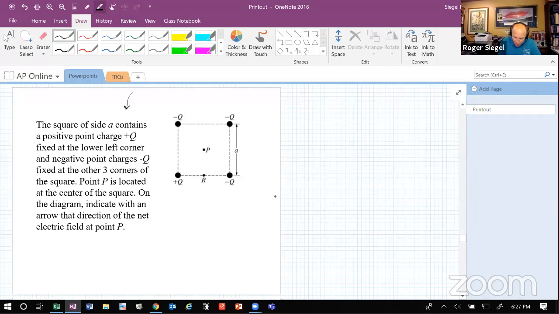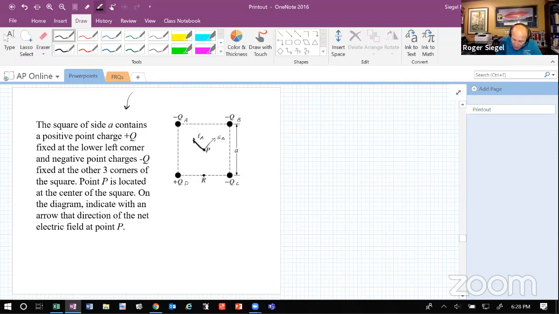It says indicate with an arrow the direction of the net electric field at point P. So I'm going to, again, I did this last time. Let's label these 4 charges, capital A, capital B, capital C, and capital D. And let's talk about the electric field at P due to those 4 charges. Well, I know that a negative charge means the electric field points towards it. And so I'm going to go ahead and point this electric field here, and I'm going to call that E sub A because that's the electric field due to charge A. Same thing with E sub B, we're pointing towards it.